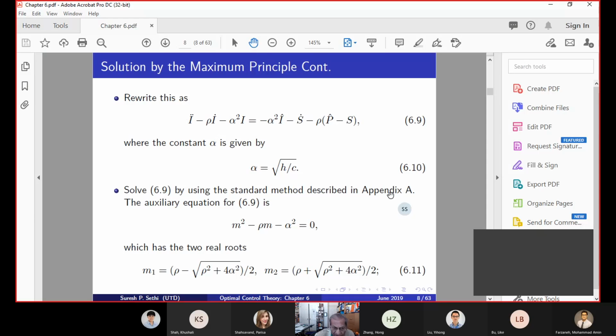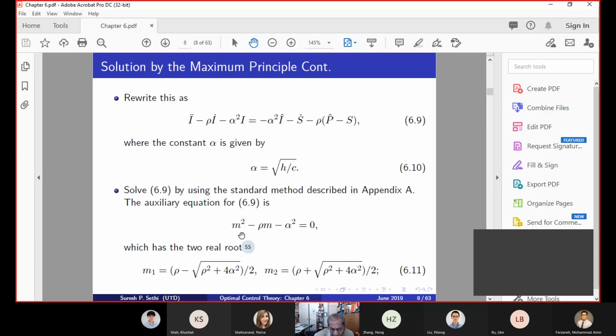In Appendix A, I also give you the methodology of solving the second order differential equation. The way you solve it is you take an auxiliary equation. Wherever you have I double dot, you put m squared. Wherever you have I dot, you put m. And then wherever you have I, you put a constant. So the left-hand side, if you take the auxiliary equation, is given by this equal to 0. This is called a forcing function. We'll talk about that later.